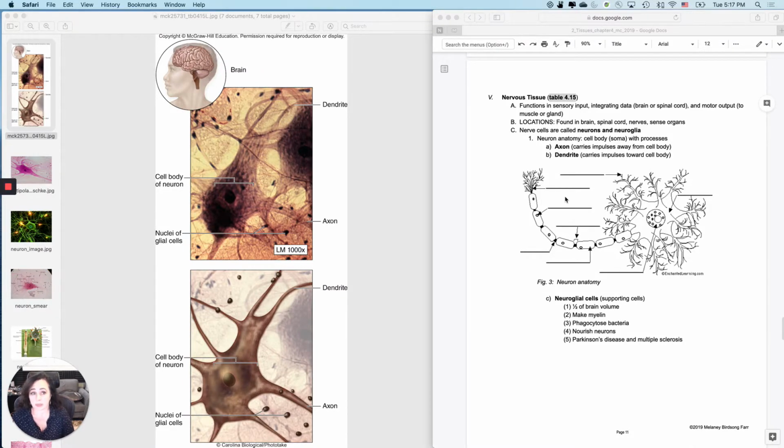Nervous tissue. The way that you guys learn this is relatively simple. It's really only one slide. All nervous tissue doesn't look like this, but it'll get you started thinking about nervous tissue. So what does nervous tissue do?